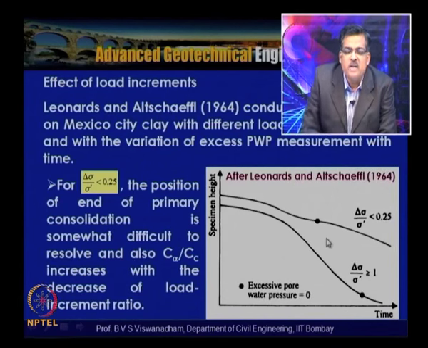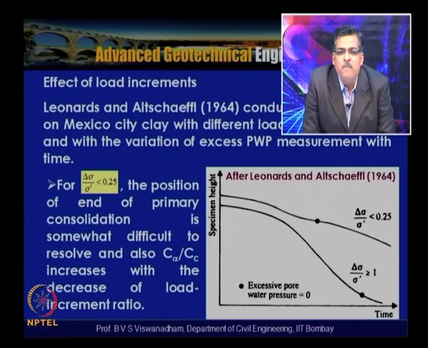For delta sigma by sigma dash less than 0.25, the position of the end of primary consolidation is somewhat difficult to resolve. Also, C alpha by Cc, where C alpha is the secondary compression index and Cc is the compression index in the primary consolidation range, increases with the decrease of the load increment ratio. We cannot say whether the end of primary consolidation is here or here.